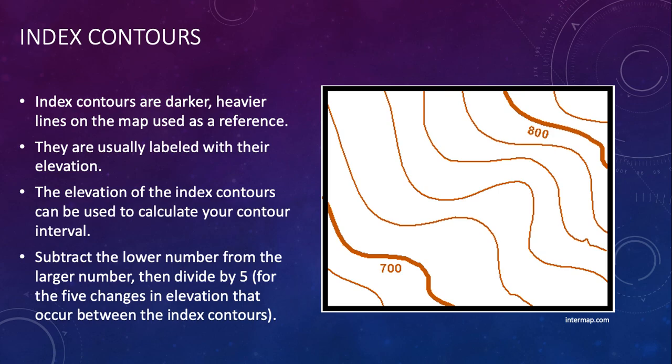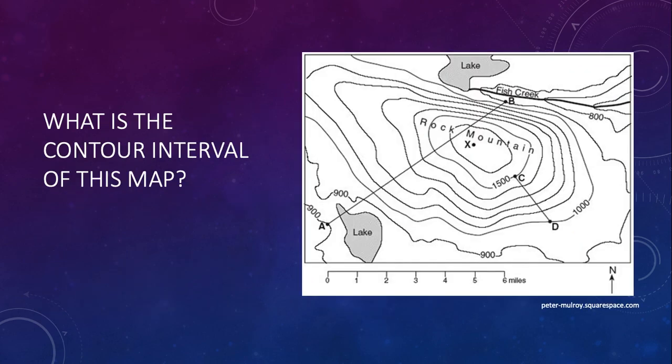between the index contours. So you can see here, on this map, every fifth line is going to be labeled, and you take 800, subtract 700, and then divide it by 5. That would be your contour interval. In this case, it would be going up by 20. So from 700, the next line would be 720, the next line would be 740, the next line would be 760, the next line would be 780, until you finally reach the next index contour.